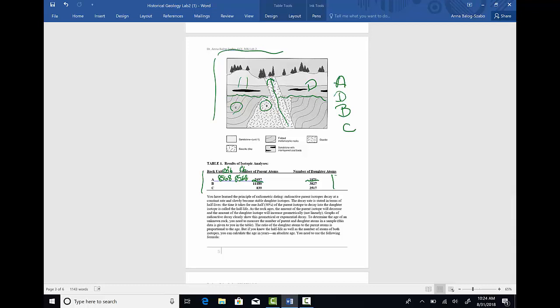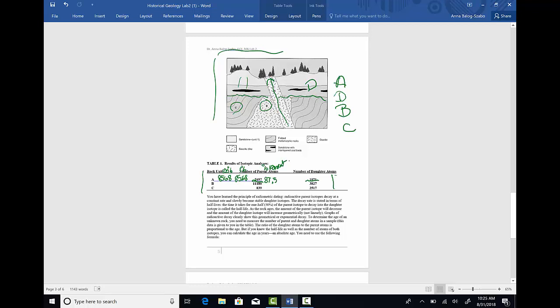Now, what is the percentage of the parent atom? It is really easy because all we have to do is 7,497 divided by 85.68. And what I got is 87.5. So this is the percentage of parent.